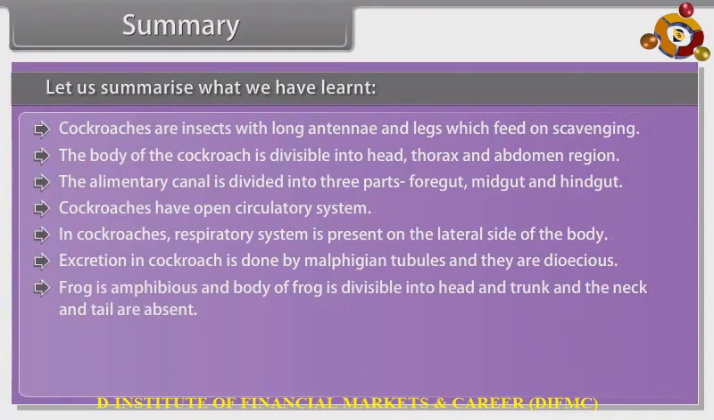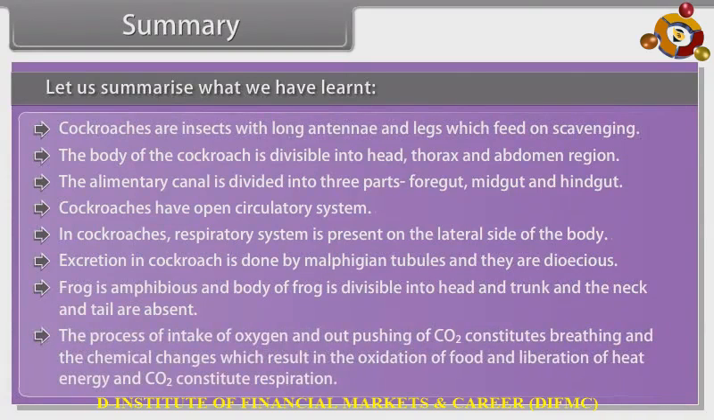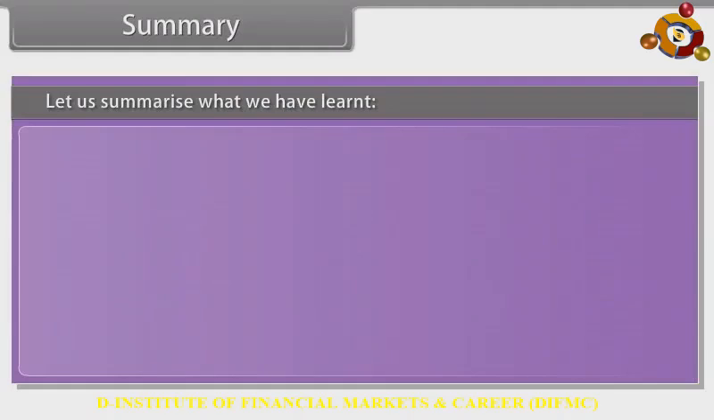Frog is amphibious and the body of frog is divisible into head and trunk, and the neck and tail are absent. The process of intake of oxygen and outpushing of CO2 constitutes breathing, and the chemical changes which result in the oxidation of food and liberation of heat energy and CO2 constitute respiration. Frogs have a well-developed closed type of circulation.